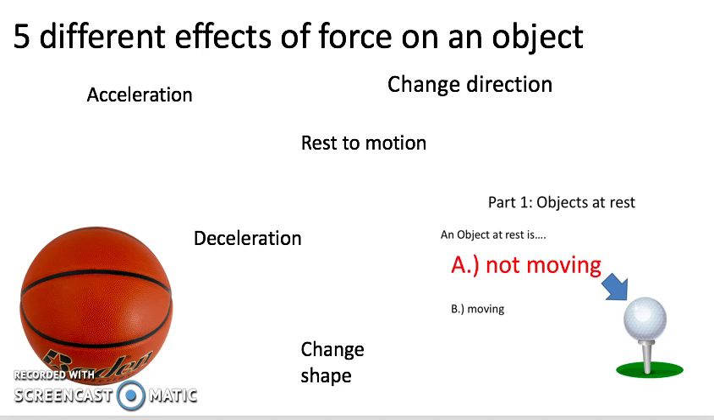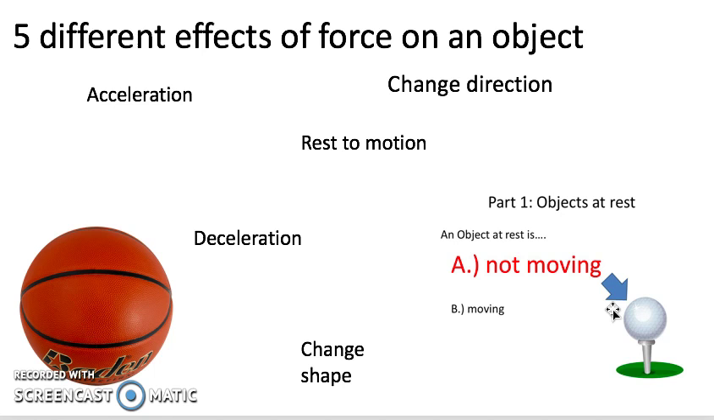Rest to motion. So this is when a stationary object is made to move. A force can cause a body that is at rest to move. For example, in basketball, when a tip-off occurs to start off the game, the ball is stationary in the referee's hand and is at rest. The official then throws the ball into the air, causing the object to move, so it therefore goes from rest into motion.